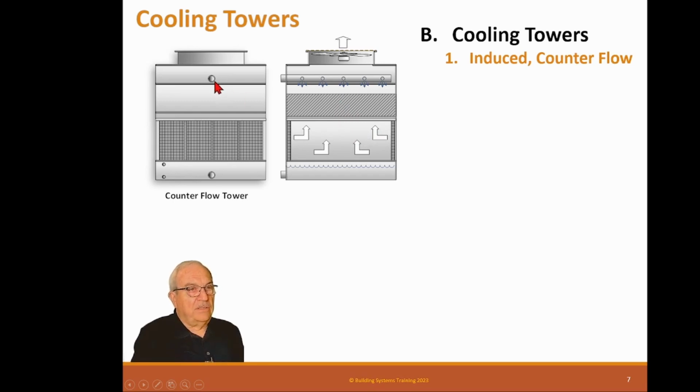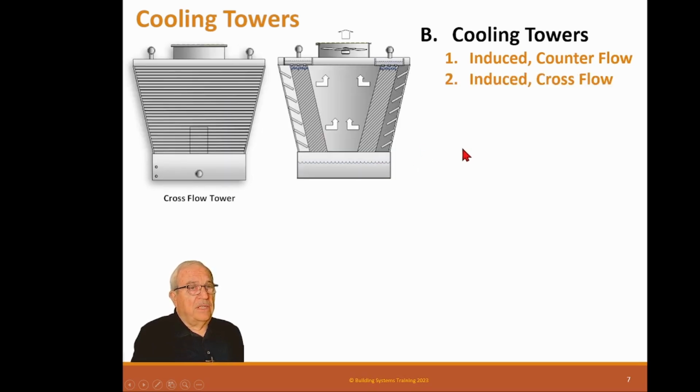So basically the hot water from the chiller comes back in here, and the colder water comes out here and goes to the condenser barrel in the chiller to cool it. Those are called induced counterflow. These can be up to maybe 500 tons, maybe 600-700 tons, and it can be small also.